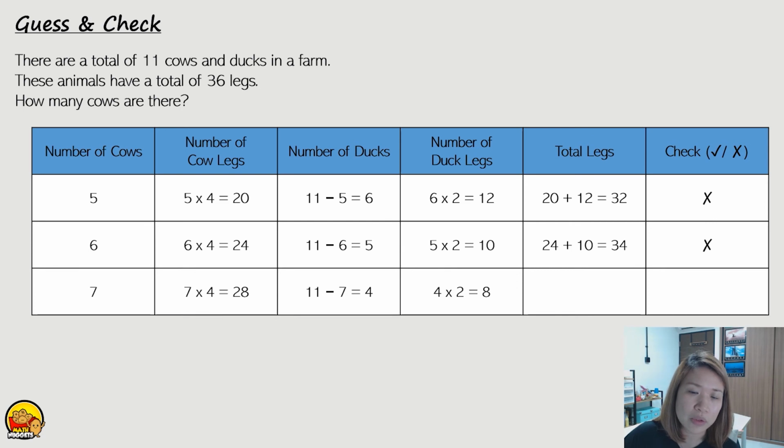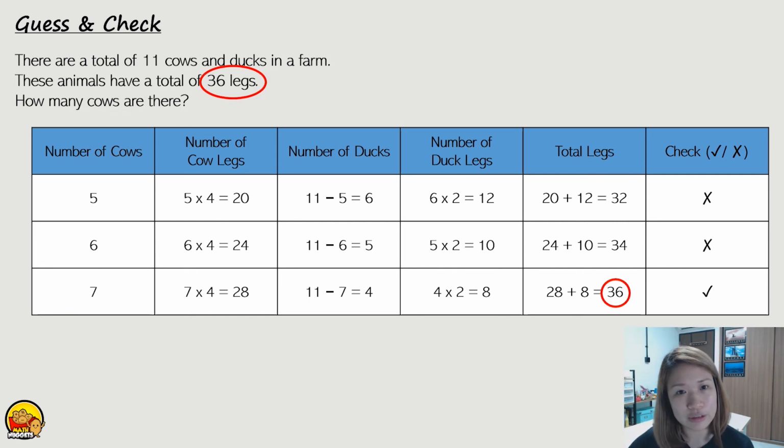Next column to fill up would be the total legs again. 28 cow legs. Let's add with the 8 duck legs. Total legs we will have would be 28 plus 8, which is 36. So the question wants us to find 36 legs, and we have found 36 legs. So this is correct. So we put a tick. Now our table is done.